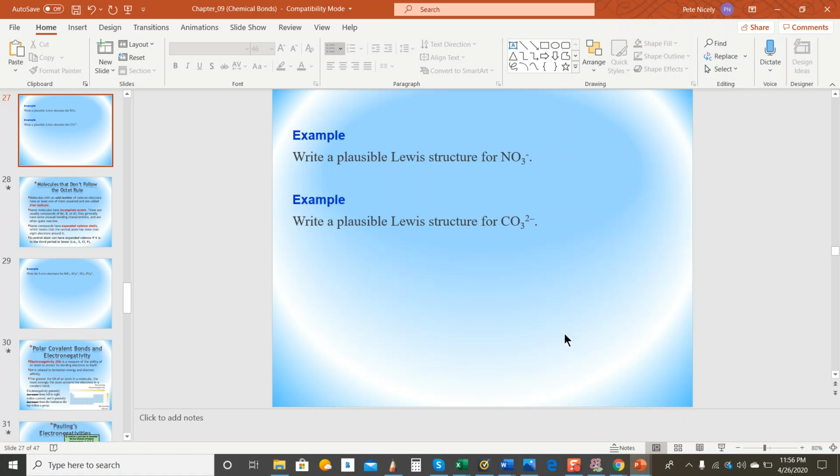Okay, so we're going to look at these two examples. Now, unlike the examples that we looked at earlier, these represent polyatomic ions, all right? The ones we saw earlier were simply molecules. And of course, polyatomic ions carry a charge. So we're going to basically go through the same procedure, but there's a slight modification in order to take into account the fact that these structures carry a charge.